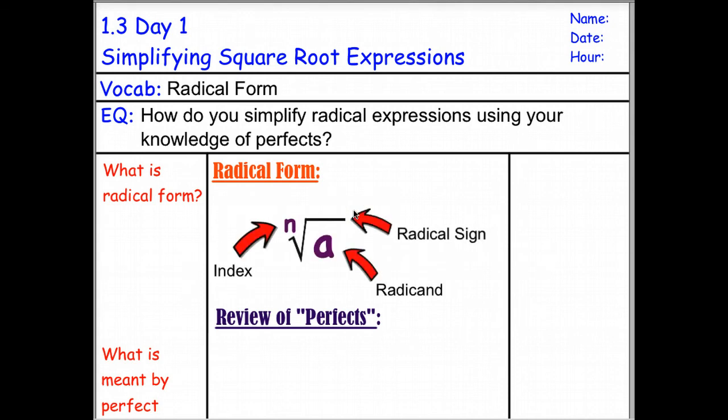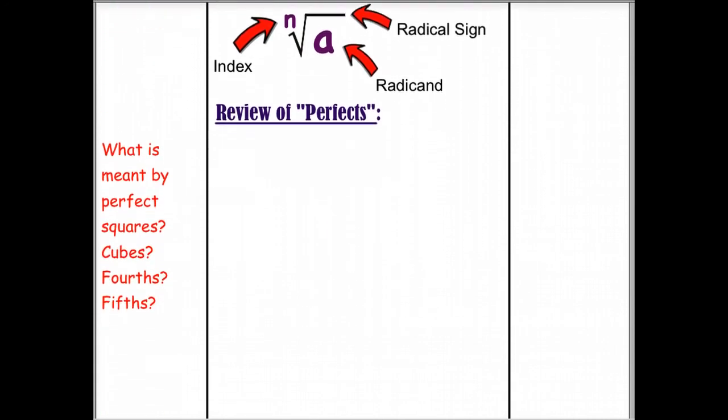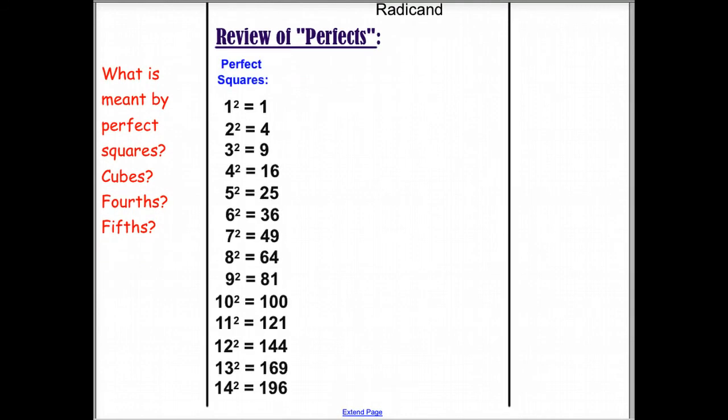have a square root where n is that index. It's still that n from before, it's that index, so we have the radical sign and the radicand, which is what is inside the square root. Before we move on to some actual examples, I want to review our perfects. And what we mean by that is our perfect squares, which you know. I do expect you to know through 14.